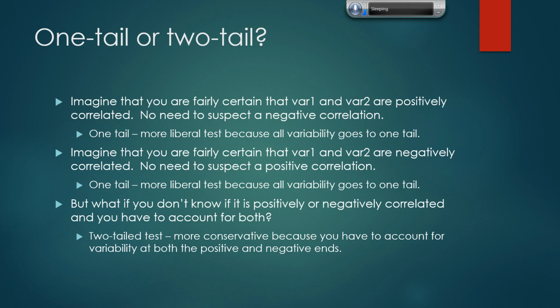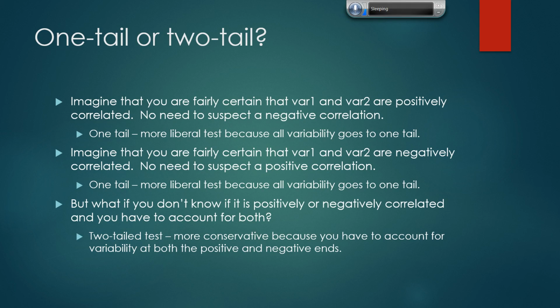The two-tail test is more conservative, because we have to account for variability at both the positive and the negative ends. If you take the 95% confidence level that's associated with a p-value of 0.05 and run a one-tail test, then you can have all of that variability at the one end. However, if you run a two-tail test, then you have to split that variability into two parts, one at the higher end and one at the lower end.